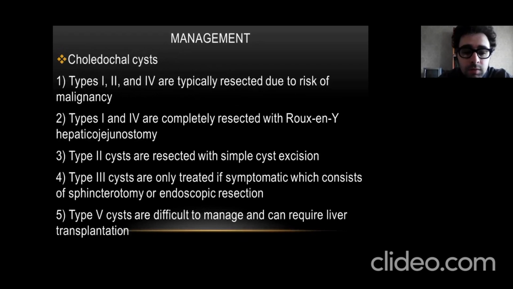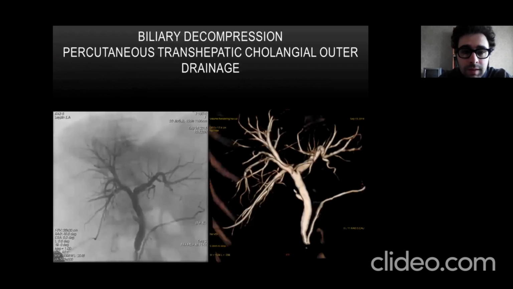Choledochal cysts, different types of choledochal cysts. You should simply know that a choledochal cyst is a benign, congenital disease with different types. You should make hepaticojejunostomy with resection of these sites.